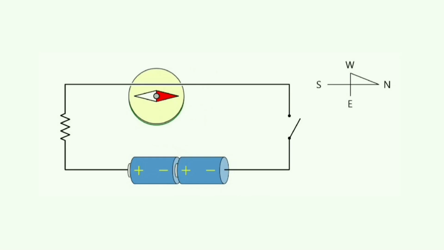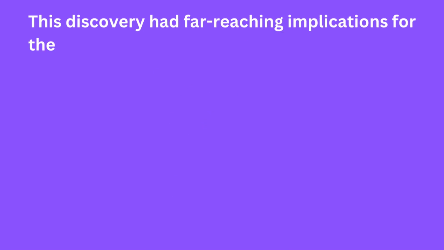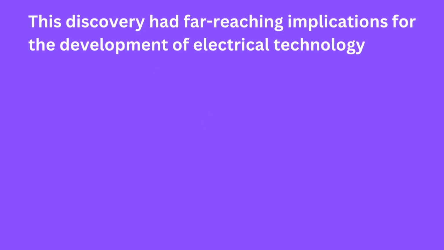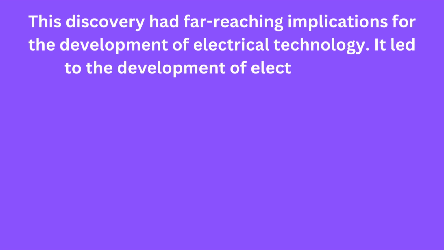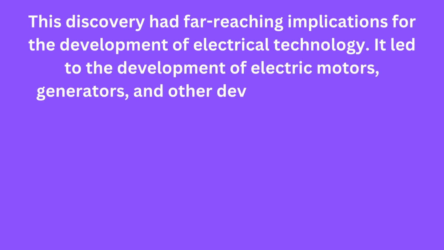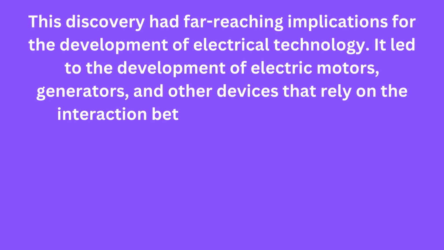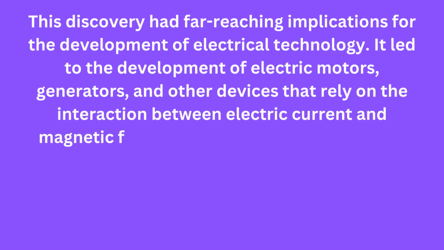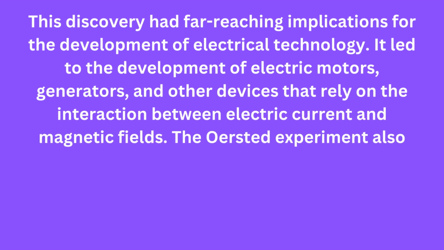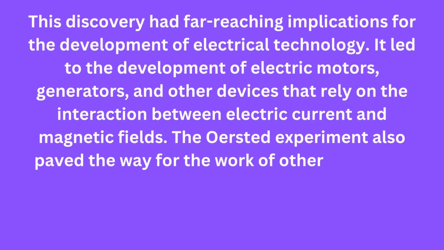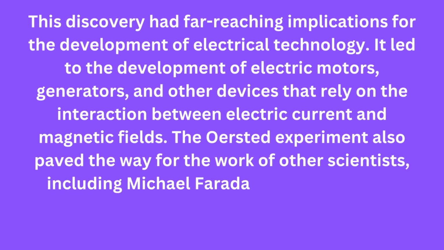This discovery had far-reaching implications for the development of electrical technology. It led to the development of electric motors, generators, and other devices that rely on the interaction between electric current and magnetic fields. The Oersted experiment also paved the way for the work of other scientists, including Michael Faraday and James Clerk Maxwell, who developed the modern theory of electromagnetism.